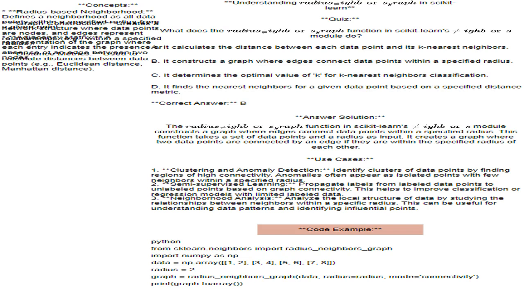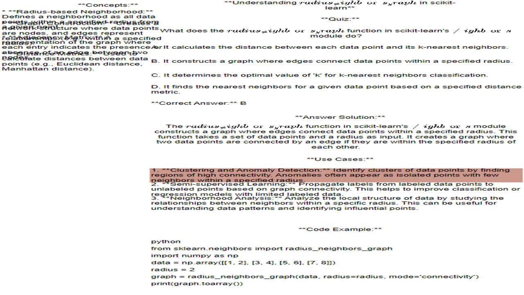Code example. In clustering, radius neighbors graph can help identify clusters of data points by finding regions where data points are densely connected within a radius. Anomalies often appear as isolated points with few neighbors within the specified radius. For example, in a dataset of customer purchasing behavior, we might use radius neighbors graph to identify clusters of customers with similar buying patterns. Outliers might represent unusual purchasing habits or potential fraudulent activities.